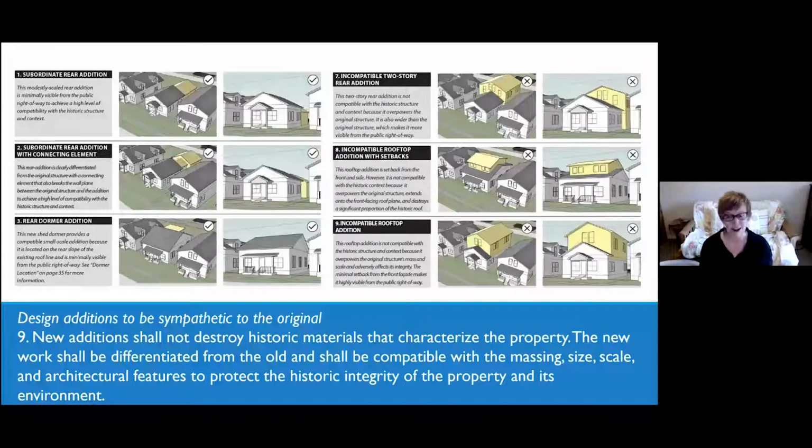So if you attach something to the rear, you're generally not likely to be impacting any character-defining features. And you're going to be making sure that the original structure maintains its visual prominence. You want to be compatible with the massing, size and scale, so you don't want it to overwhelm the original property. Additions that are much larger or located on the roof and would change how the property is perceived are going to be incompatible with the standards and not sympathetic.